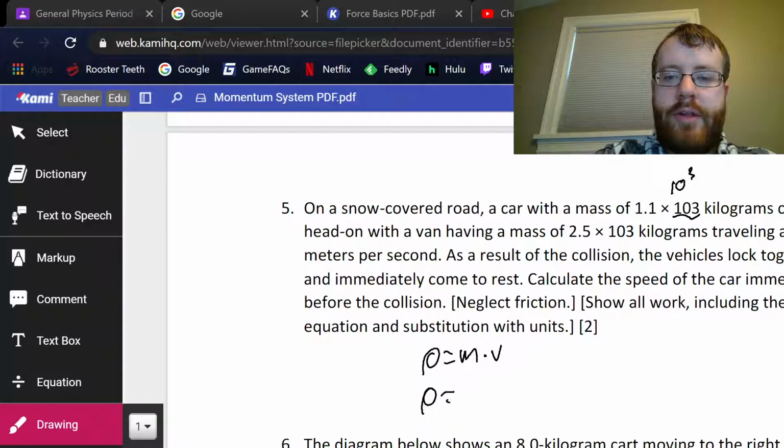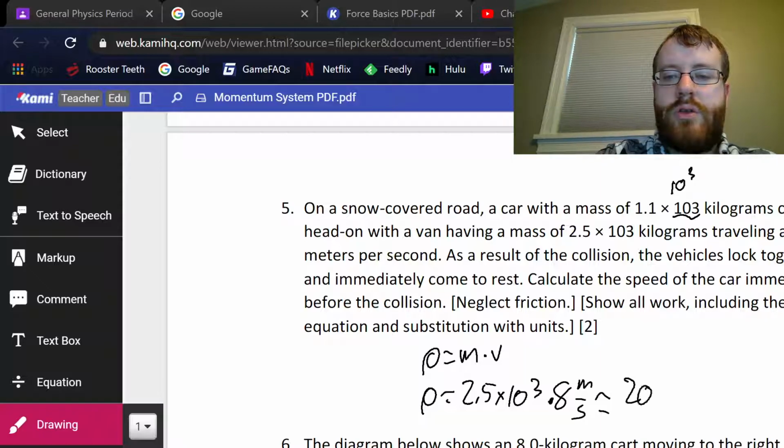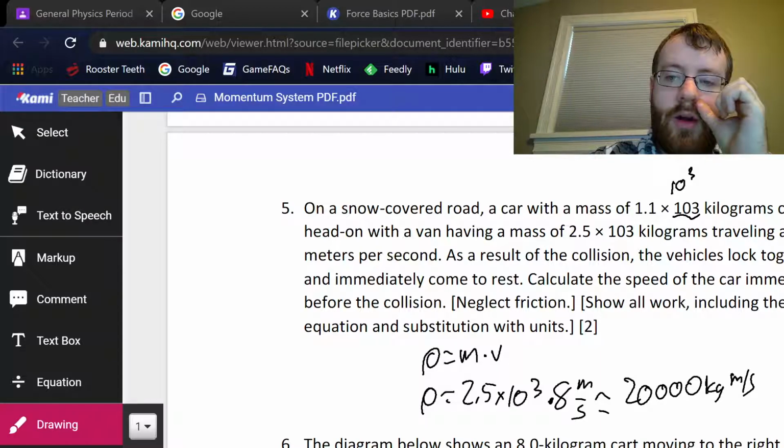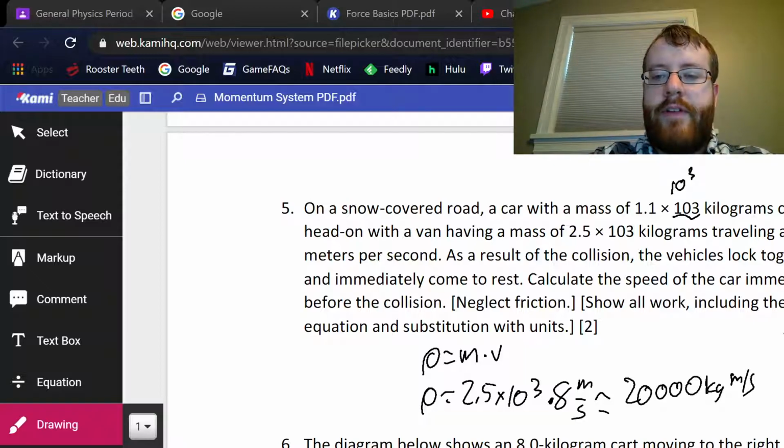My mass is 0.25 times 10 to the third times 8 meters per second, which gives me a total momentum of 20,000 kilogram meters per second. And that has to be the same as the momentum of the car. So I'm going to take that value. And again, they need to be the same, so they cancel each other out. And when they hit each other, they're going to go at rest.